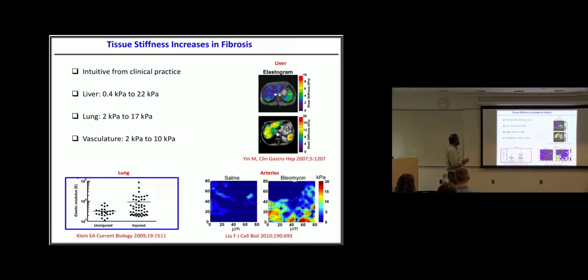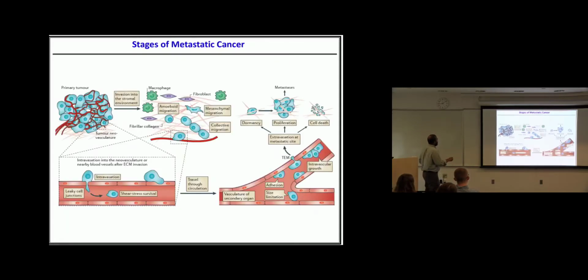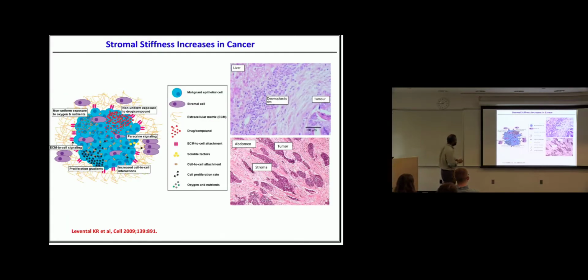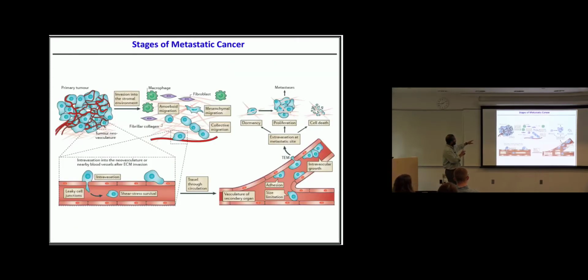Same thing if you look at metastasis of a cancer cell. You see that this is your primary tumor. Cells have to escape from the tumor. They see a fibrous environment around them. They have to then get into a blood vessel, go through the blood vessel, and form secondary colonies. All of this really involves a lot of mechanical processes.